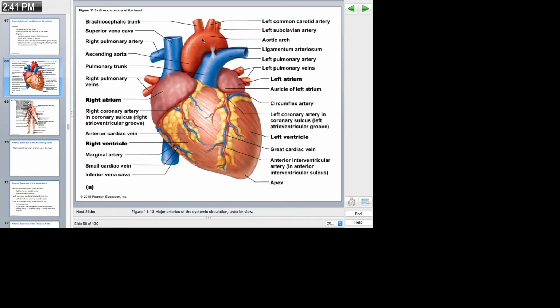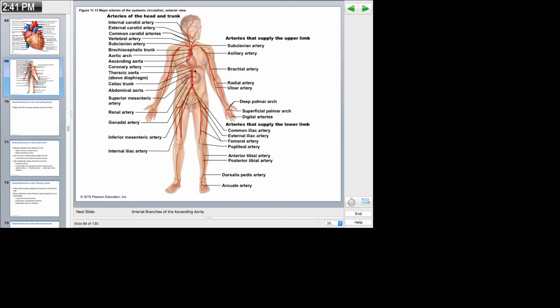Obviously, the thoracic is in the chest area. It travels behind the heart and lungs. And then once it passes through the diaphragm, it then becomes the abdominal aorta.